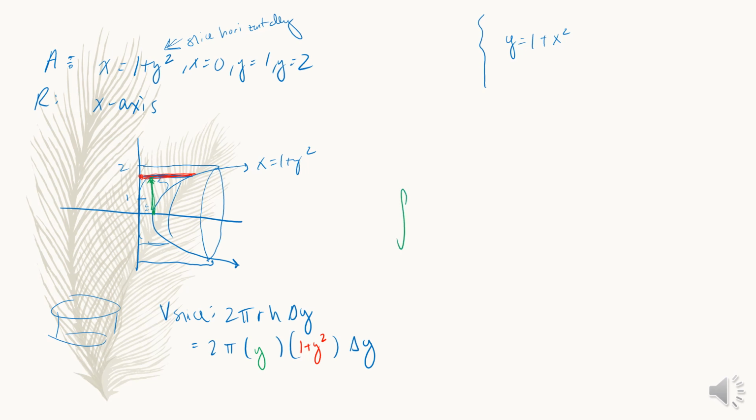So my integral is going to be 2 pi y times 1 plus y squared dy. Where do we start adding up these slices? At 1. We stop at 2. Those are a few examples of integrating using the shell method.